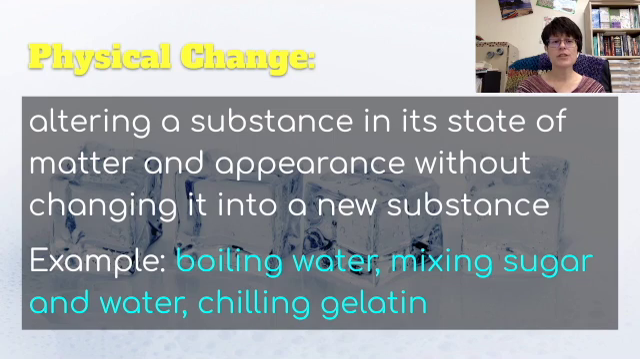There are also physical changes. This is altering a substance in its state of matter and appearance without changing it into a new substance. So for boiling water, we start out with water, we get steam, but it's still water. Same thing with the ice in the background. They're all forms of water, even though they look different. Mixing sugar and water. We mix those together. We don't end up with anything new. We still have sugar and water, even though we can't separate it unless we boil it and evaporate. And chilling gelatin. When we make gelatin, we dissolve it in water. We still have gelatin in water, and when we chill it, it hardens up, but it's still the same thing. We have not produced a new substance.